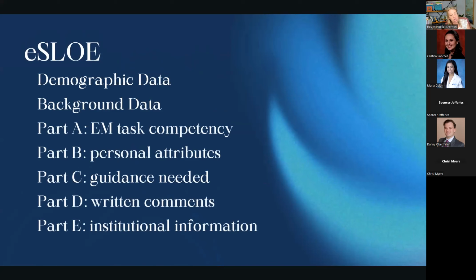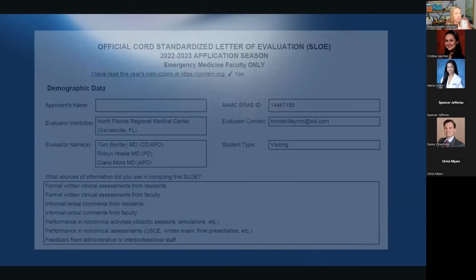There are 7 parts to the eSLOE. There's demographic data, background data, like parts A through E, and these are divided up into EM task competency, your personal attributes, how much guidance we predict you'll need in residency, written comments, and then institutional information about where you're rotating. And I'll take you through a SLOE now so you can see what that looks like.